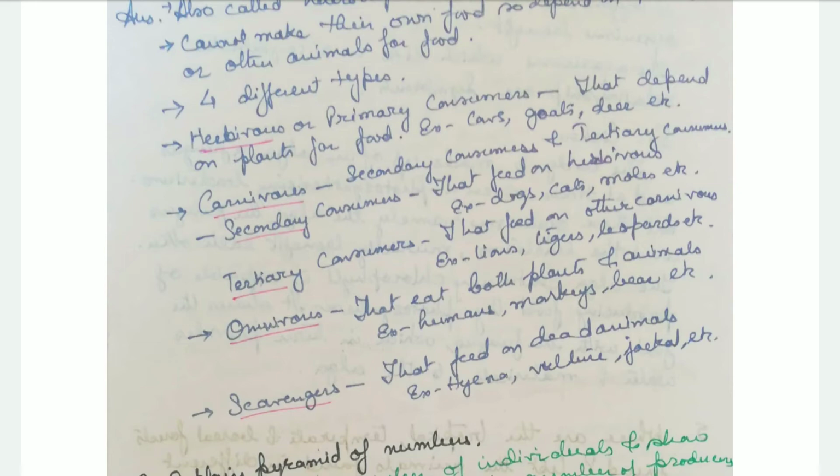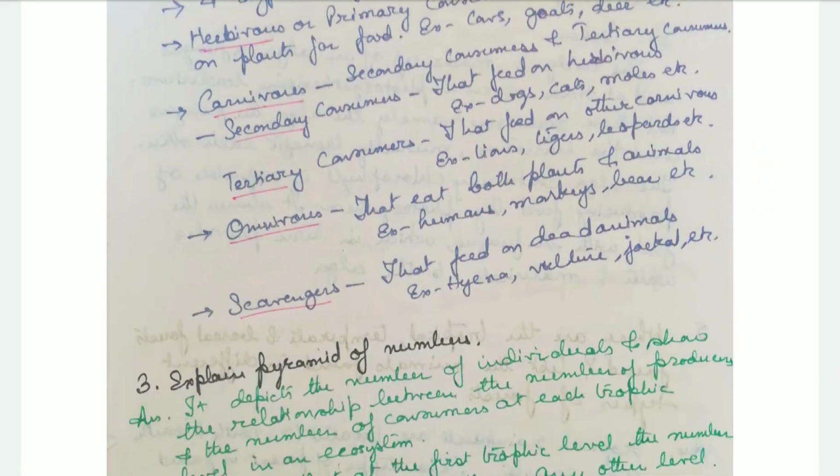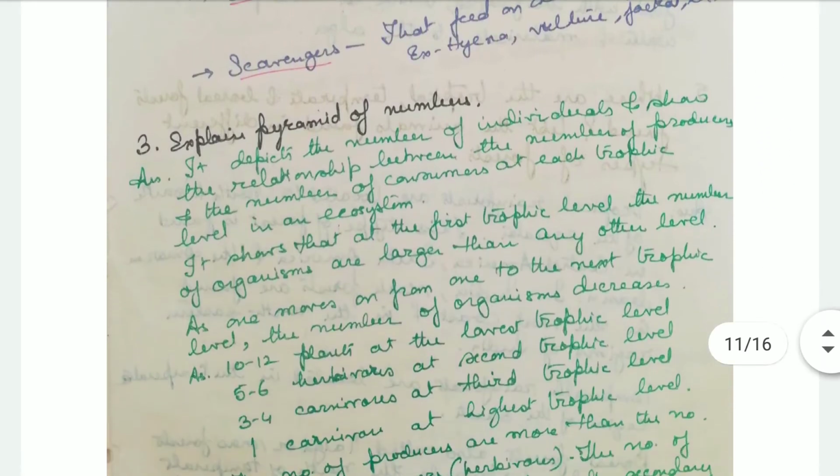Then omnivores are those organisms or animals which eat both plants and animals. For example, human, monkey, bear, etc. Then scavengers are those which feed on dead animals. Okay, for example, hyena, vulture, jackal, etc. Next we come to the third question, that is explain the pyramid of numbers.